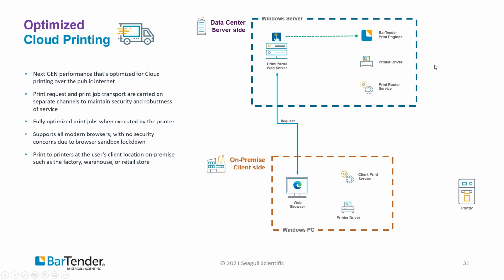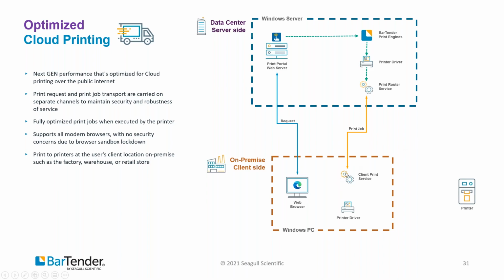When a print job is produced, we're making use of a BarTender print engine process, which in turn is interacting with a printer driver, producing a print job, which is rendered in native printer code, highly optimized. And that print job is then passed to the print router service to transport that print job from the server side down to the client. And all of this, of course, does not require a VPN connection. It's just over the public internet.